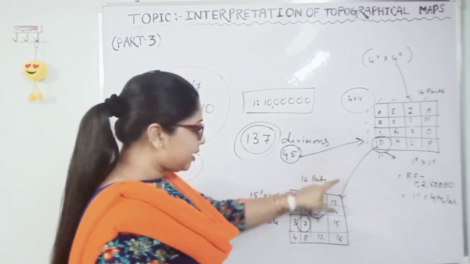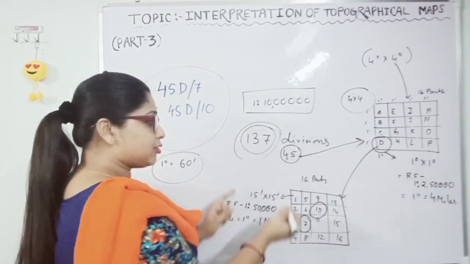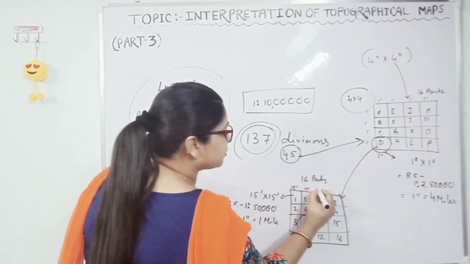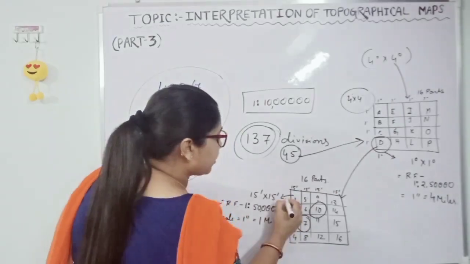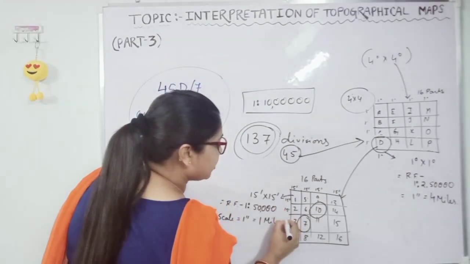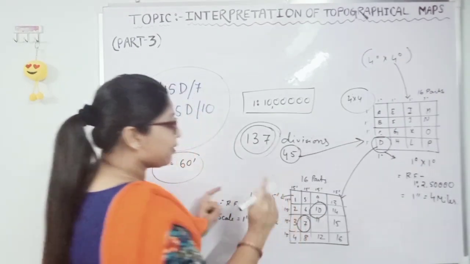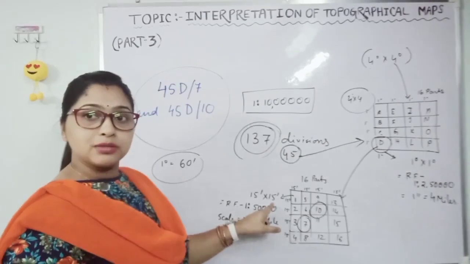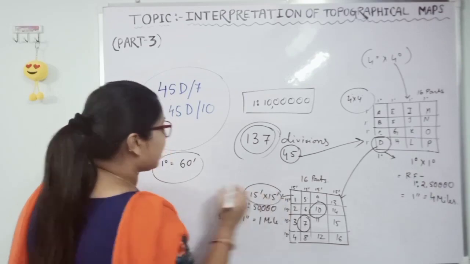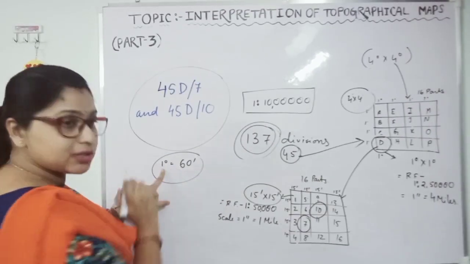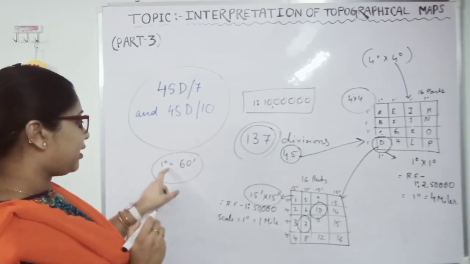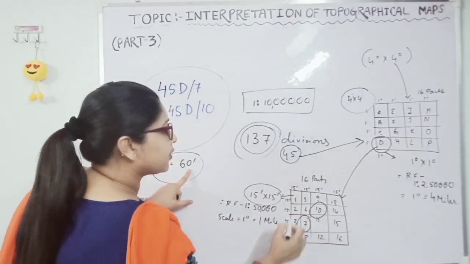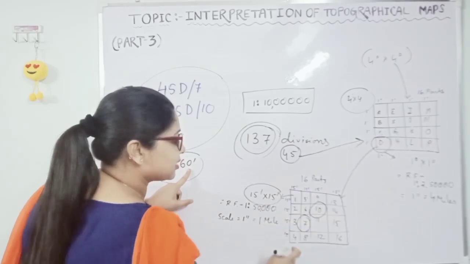This is again divided into 16 parts. So it is 4 parts, each having 15 minutes, 15 minutes, 15 minutes, 15 minutes. Here also the same way. Each grid here is 15 multiplied by 15. Okay. So here you have to see that 1 degree is equal to 60 minutes. I already said 1 degree is equal to 60 minutes, meaning the 1 degree grid is 60 minutes here, 60 minutes here.